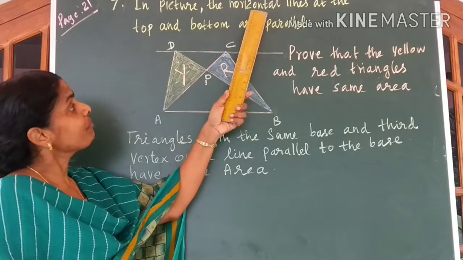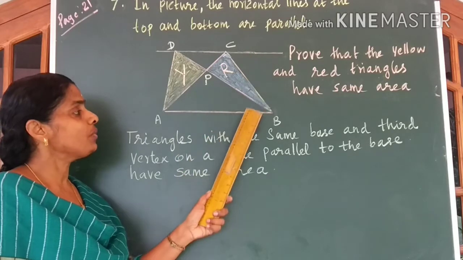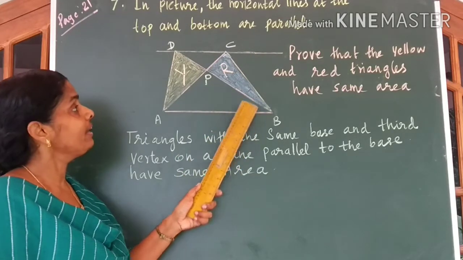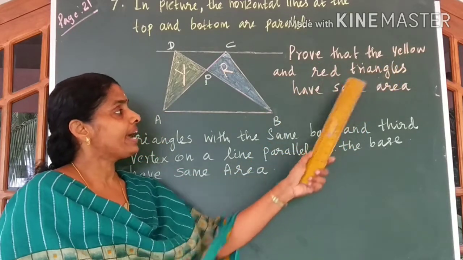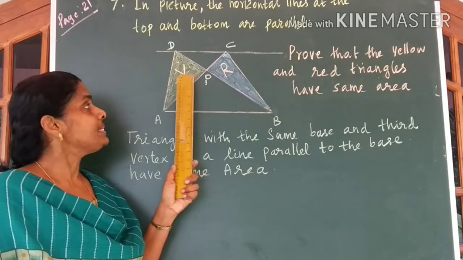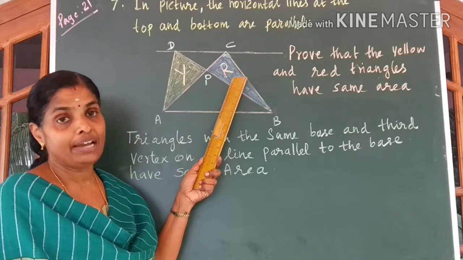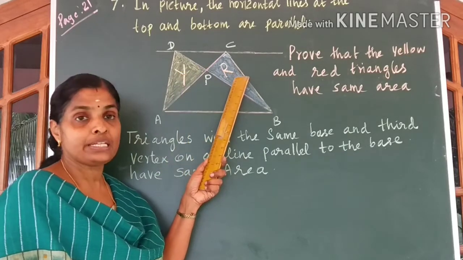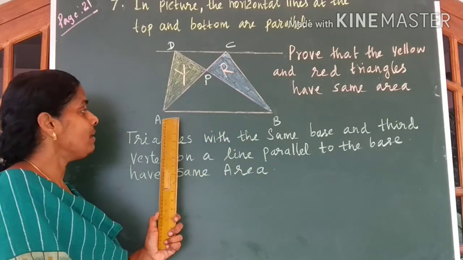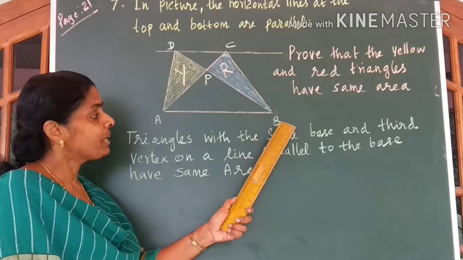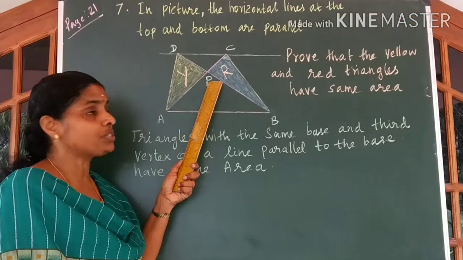In the picture, the horizontal lines at the top and bottom are parallel. You can see two horizontal lines, they are parallel. The question is, prove that the yellow and red triangles have the same area. This is your yellow triangle and this is the red triangle. We have to prove the areas of these two are equal. First of all, I named the points A, B, C, D and the point of intersection of these two as P.